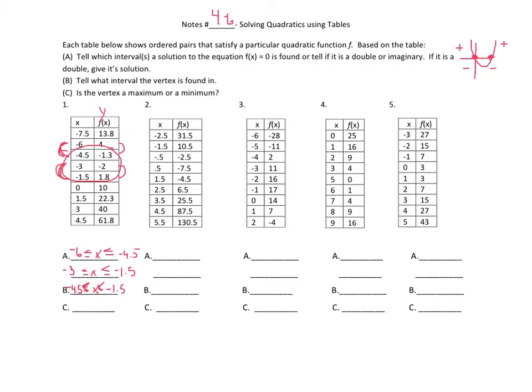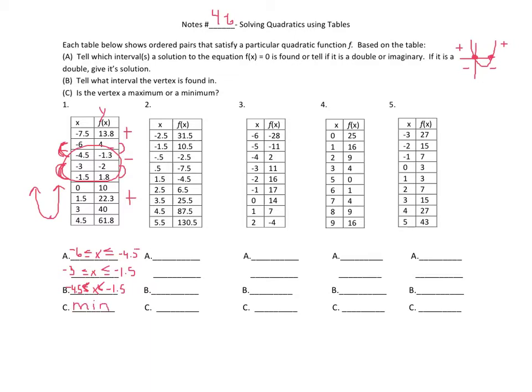And then C, is the vertex a maximum or a minimum? So I want you to look at these y values. The way the y values are written here is that it goes positive, then negative, and then back up to positive. If that's the case, then it's going to look something like this. Therefore, the vertex is a minimum.